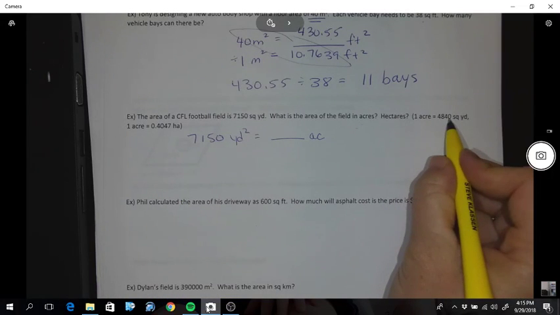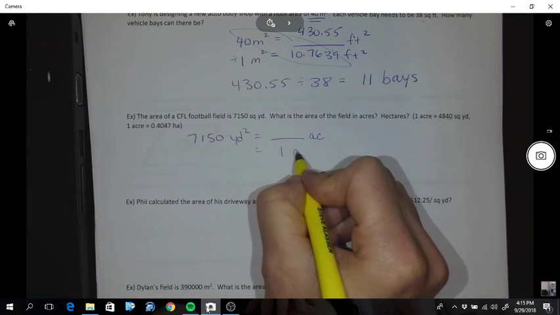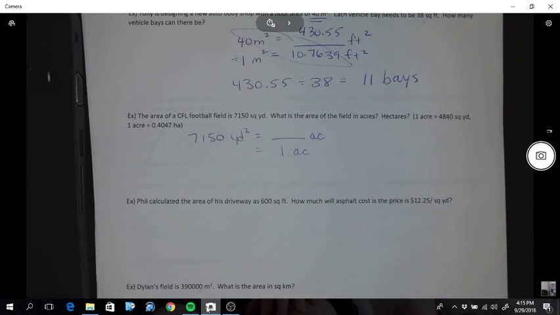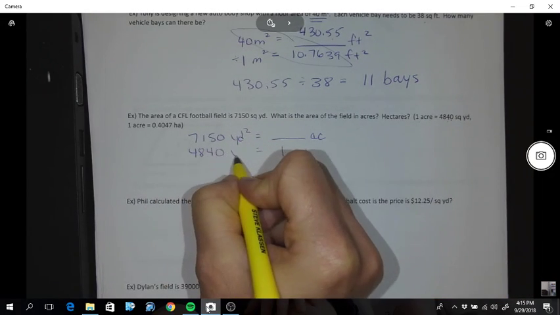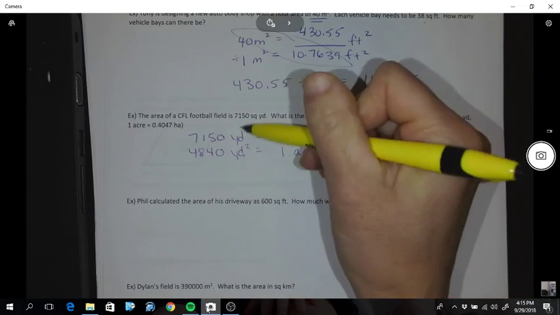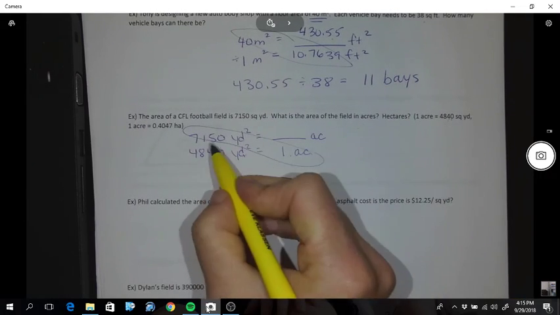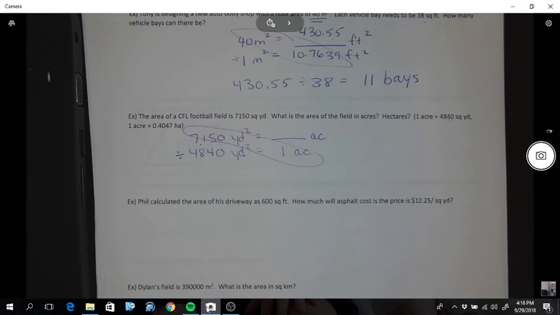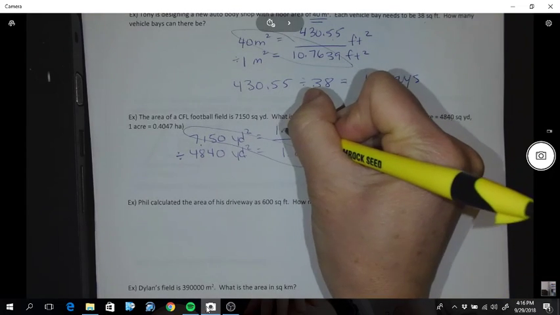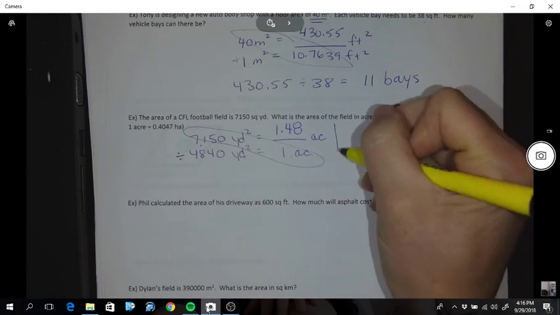Okay, now I'm going to use this underneath. 1 acre, but I have to put that on that side because it needs to go in a line with that. And the 4,840 square yards has to go on the left to make sure it's lined up. Now, when I do this conversion, I would do 7150 divided by 4,840. So that number, when you calculate it, should be 1.48 acres. That's part 1.